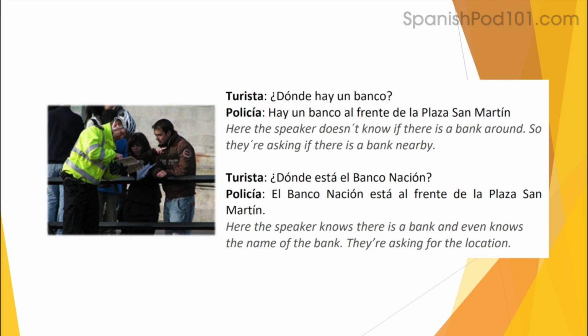So in this first conversation, the tourist is not really sure if there is actually a bank nearby. So that's why he's using hay. He's basically giving away that he doesn't even know if there is a bank nearby. And also, he's not concerned about going to a specific bank. Any bank will do. So let's go now to the second conversation.